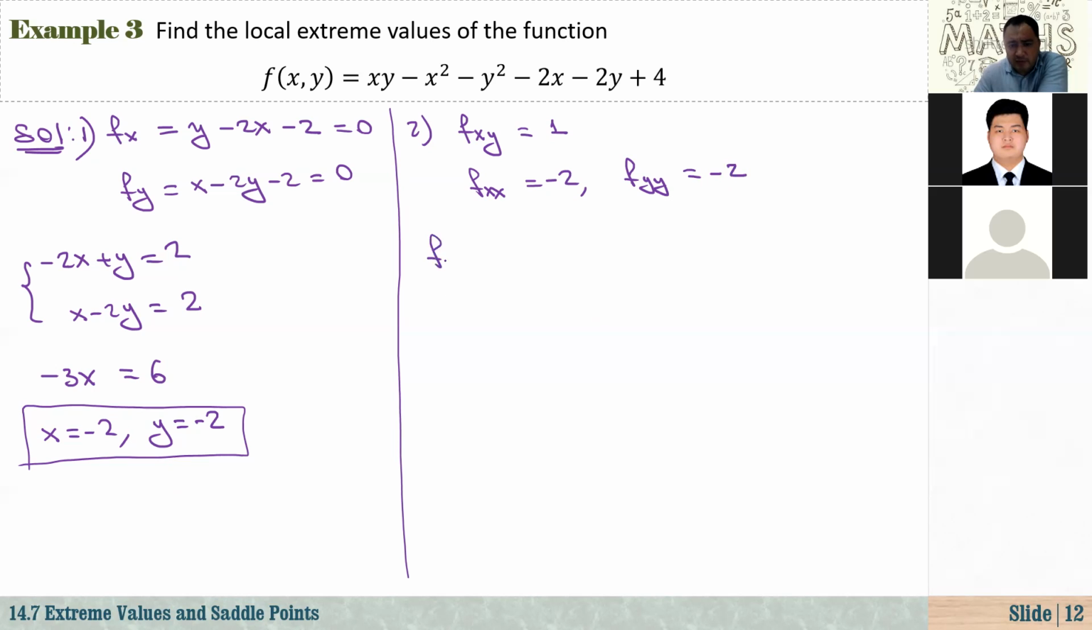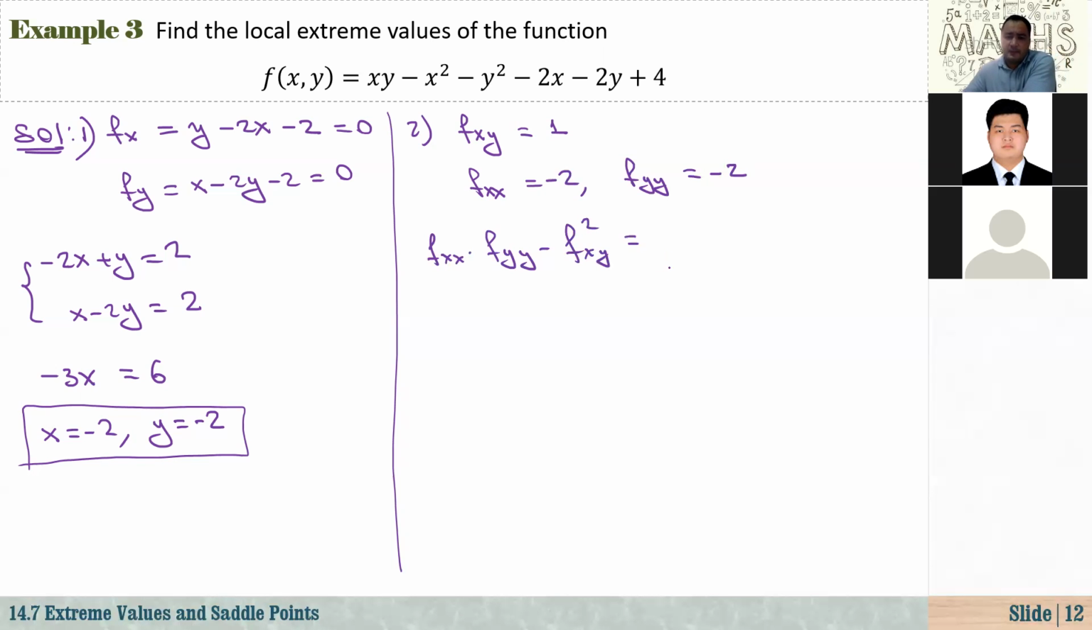Now, if you evaluate this, fxx fyy minus fxy squared. fxx is -2. fyy is also -2, minus fxy squared, that is 1 squared. So 4 minus 1, it is 3. It is greater than 0.